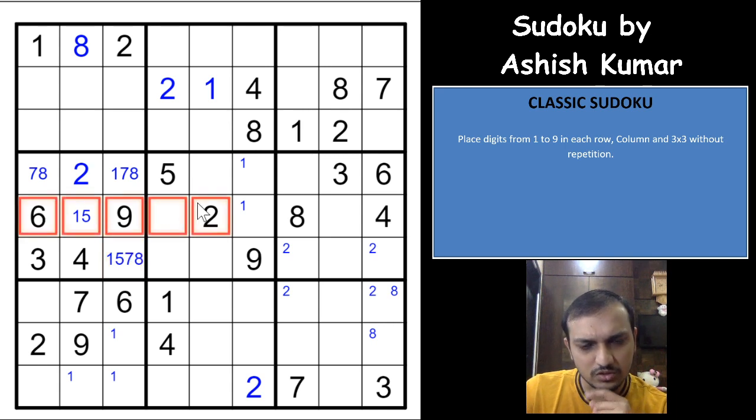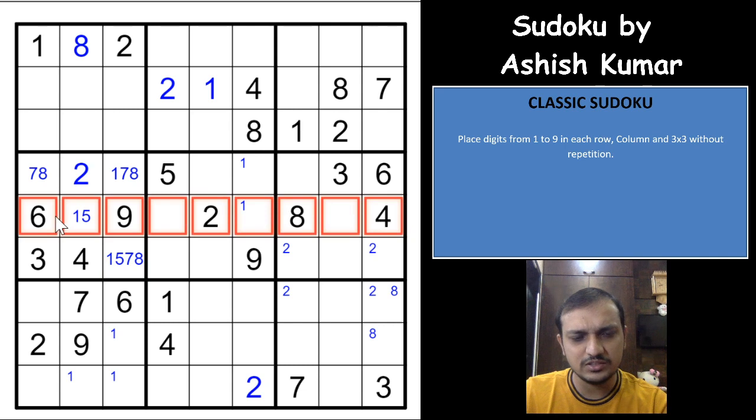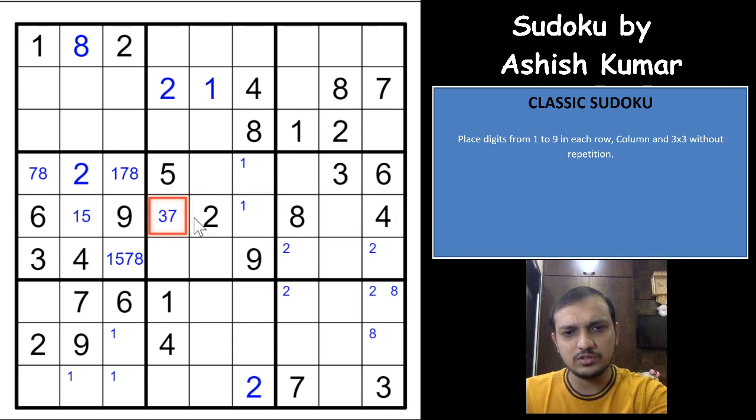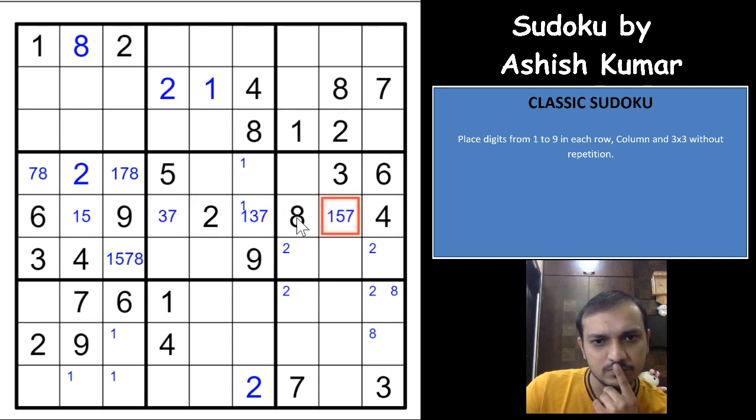This row has 5 digits already, so we need 1, 3, 5 and 7. 5 is already here, 1 is already here. You would have 3, 7, 1, 3, 7, 1, 5 and 7. Okay, nothing with that as well.